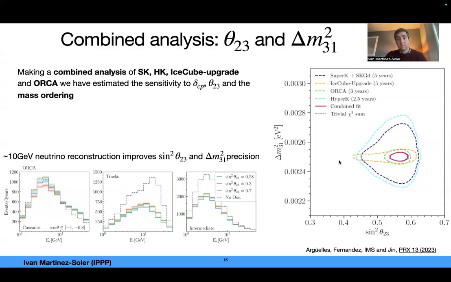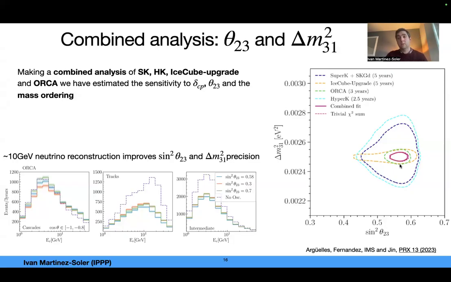Also, what you will get is that the wrong octant can be excluded. For sure, that depends on the true value of theta 23, but in principle it can be excluded with a significance on the order of 3 sigma. And again, that depends on the true value of theta 23. In the case that it is quite close to maximal mixing, it is going to be quite hard. But so far, what we used here was just the value allowed by one of the global analyses.